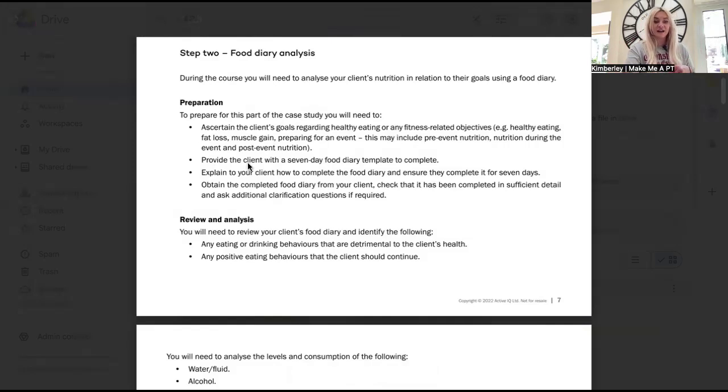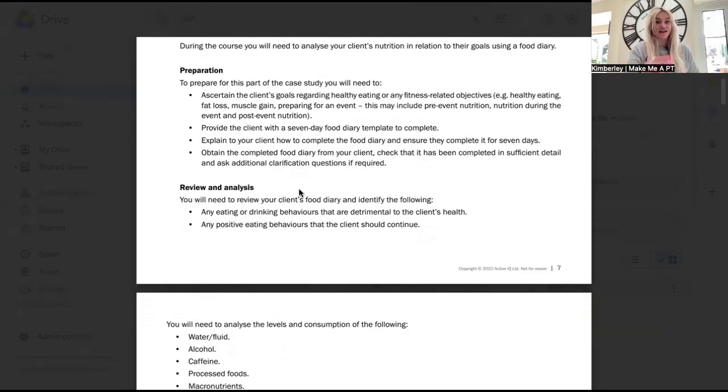And then you need to provide them with a template. So this is our template. We will give this to our students, and so then they can just provide this on. And then after they've completed the food diary, you need to have a look over it, check to make sure that they've given as much detail as possible. And then what you need to do is to review it.